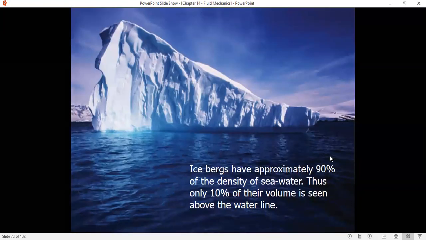Icebergs are a great example of this. We look at icebergs, the term, the tip of the iceberg. Well, ice is about 90% the density of seawater. This means that only about 10% of an iceberg's volume will be above the waterline. That's why these things are so treacherous, because most of what you see of an iceberg, 90% of it is below the water.